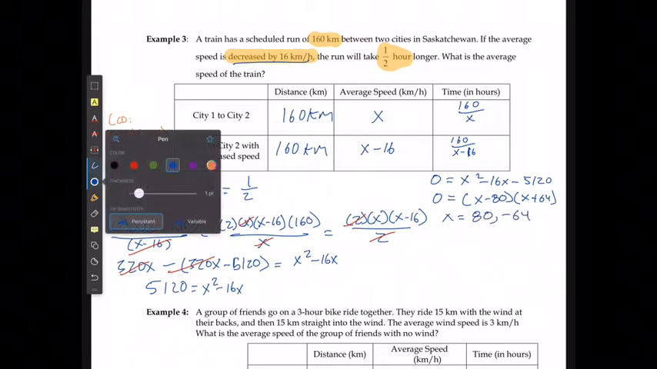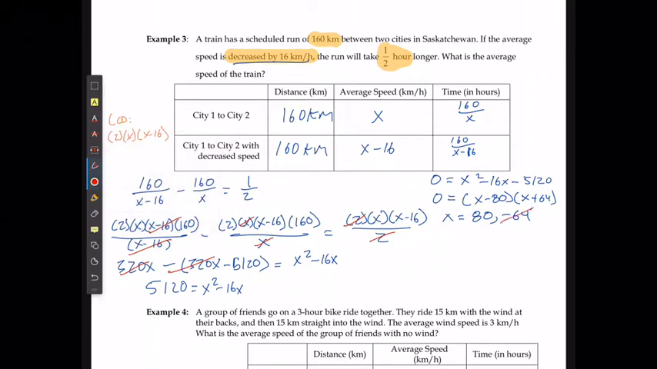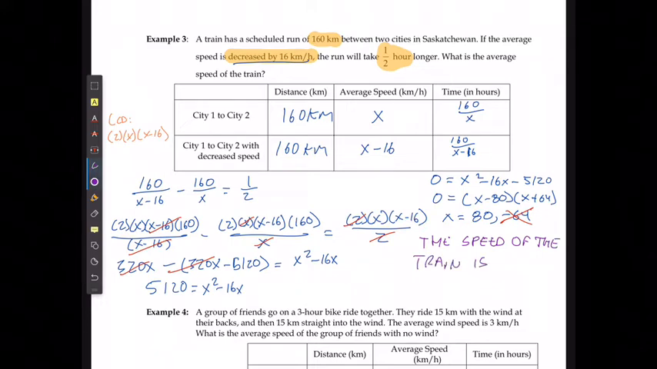Well, a negative speed does not make sense in this one, so I'm going to reject that solution. And I'm going to say that logically speaking, the speed of the train is 80 kilometers per hour.